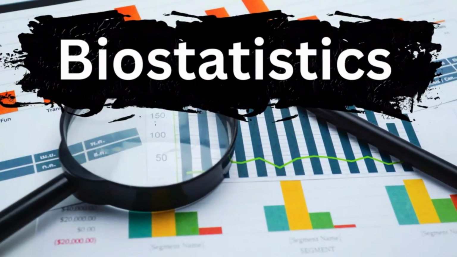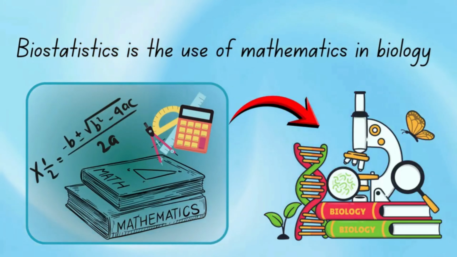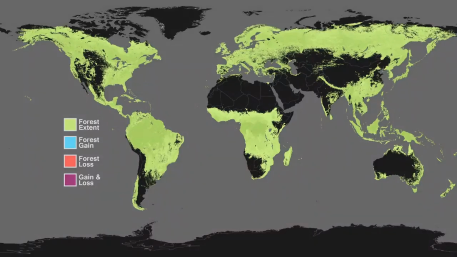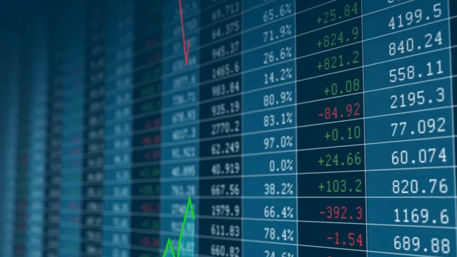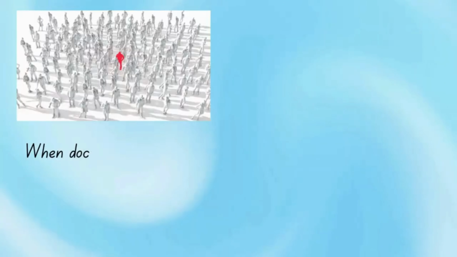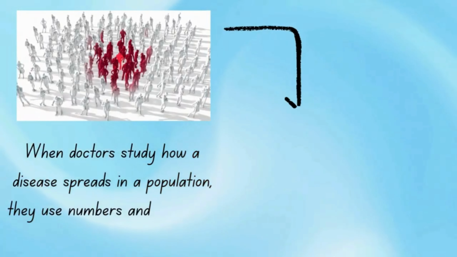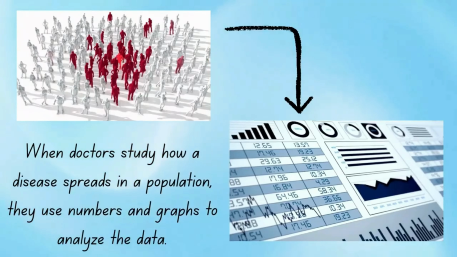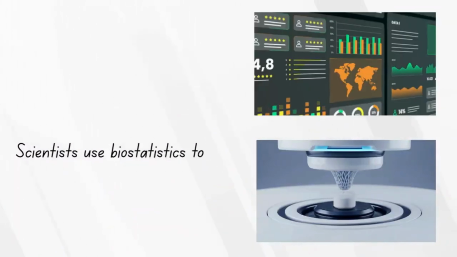Let's talk about biostatistics. Biostatistics is the use of mathematics in biology. In biology, scientists collect a lot of data, and biostatistics helps them understand what the data actually means. For example, when doctors study how a disease spreads in a population, they use numbers and graphs to analyze the data.